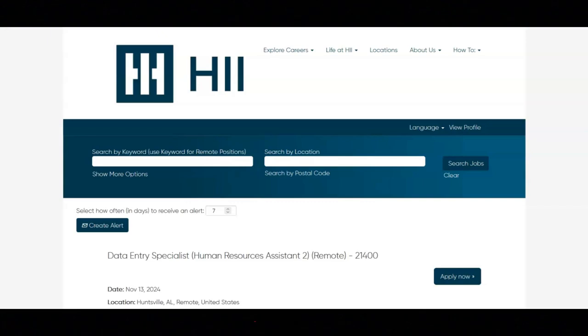The next job is with HII's Mission Technologies Division, and they're looking for a data entry specialist. Regarding the key responsibilities for this job, you'll be responsible for high volume, timeline-driven data entry of employee transactions in the human capital management system and company financial system. You'll be responsible for ensuring HR transactions are entered and tracked according to policy and guideline. You'll also maintain supporting documentation electronically.